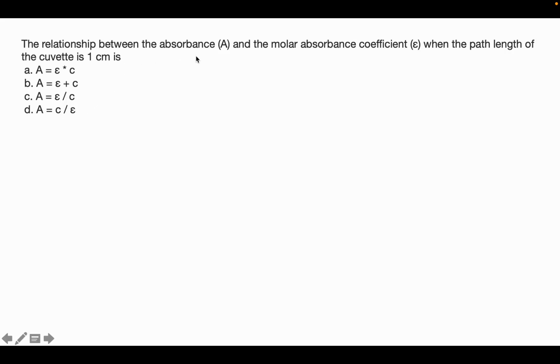The relationship between absorbance and molar extinction coefficient when path length of cuvette is 1 centimeter. As per the Beer-Lambert law, absorbance is directly proportional to concentration and path length. If we remove the proportionality sign, we introduce the absorption coefficient epsilon. And if the path length L is 1, this will be equal to epsilon c. So the correct answer is A.